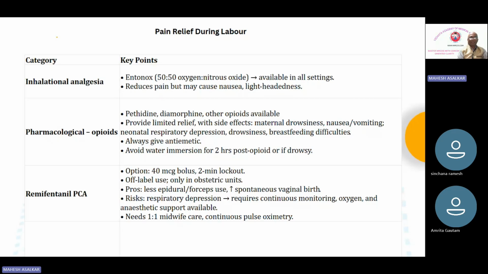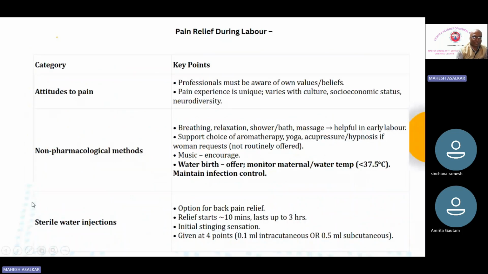Along with that, there is less epidural use and forceps use, and increased spontaneous vaginal birth. The risk is respiratory depression of the mother. It requires continuous monitoring, oxygen and anesthetic support should be available, and it needs 1:1 midwife care and continuous pulse oximetry. You have to monitor the oxygen, and if the patient has any respiratory problem, this is an EMQ I guess in one of the books, the patient has some cough and crepitations are present, in that case remifentanil is contraindicated.